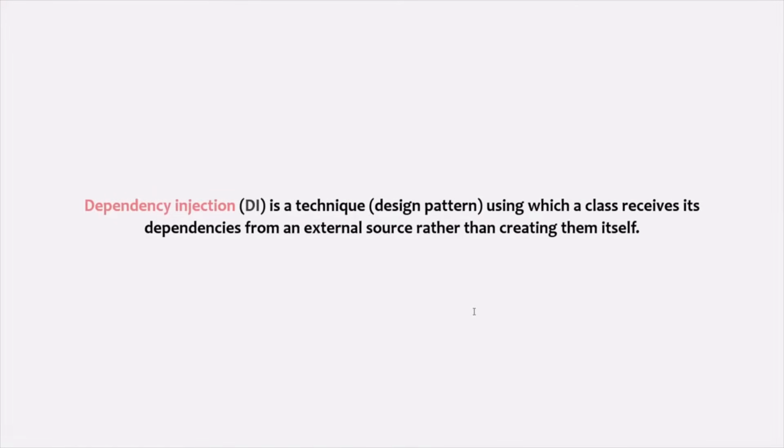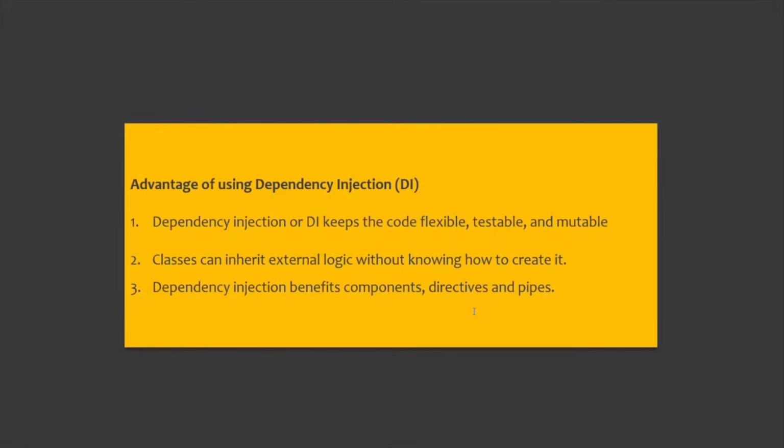So in simple terms, we can say that dependency injection is a technique, or a design pattern, using which a class receives its dependencies from an external source rather than creating them itself. And we have seen that with an example. Now, the advantage of this approach is that dependency injection keeps the code flexible, testable, and mutable. Since the component class is no more tightly coupled with the service class, our component class is more flexible, so we can add more functionalities without worrying about the service class, and it is easily testable and mutable.